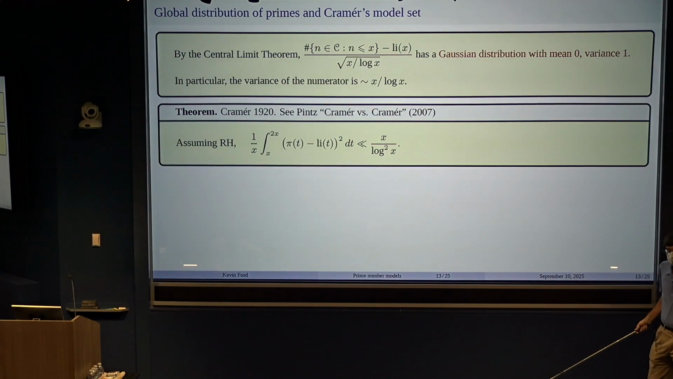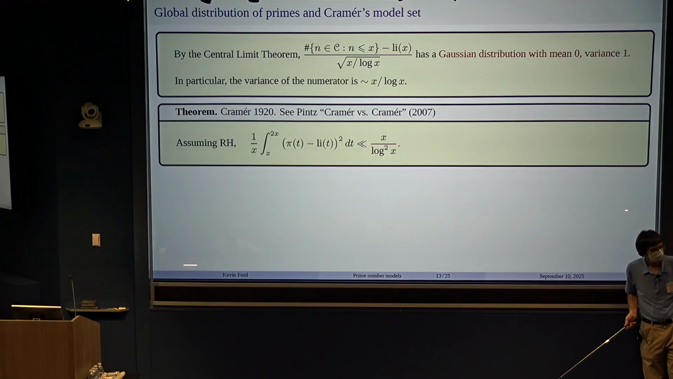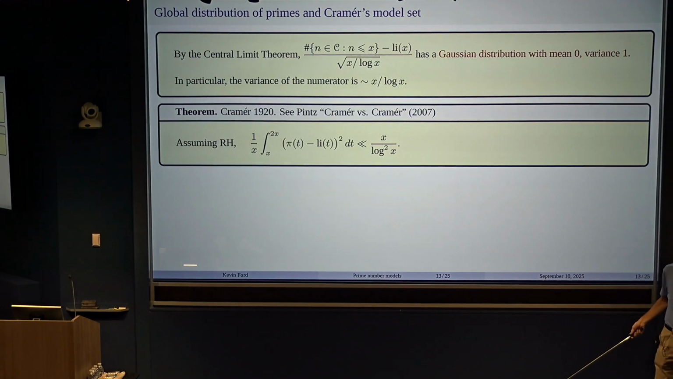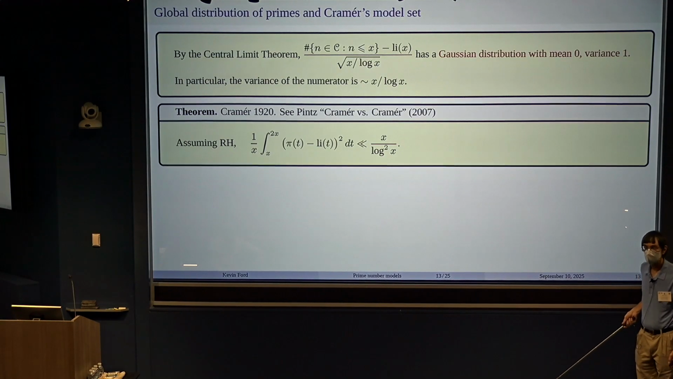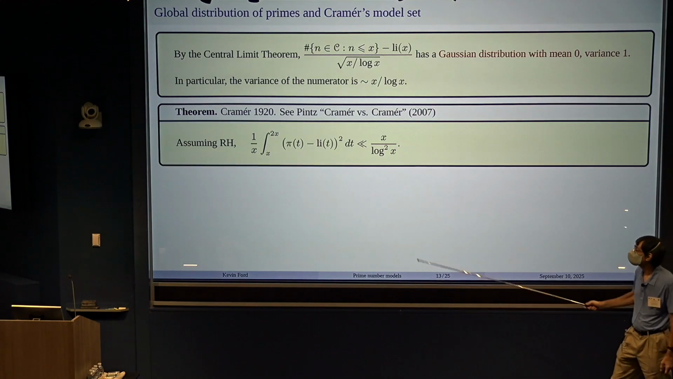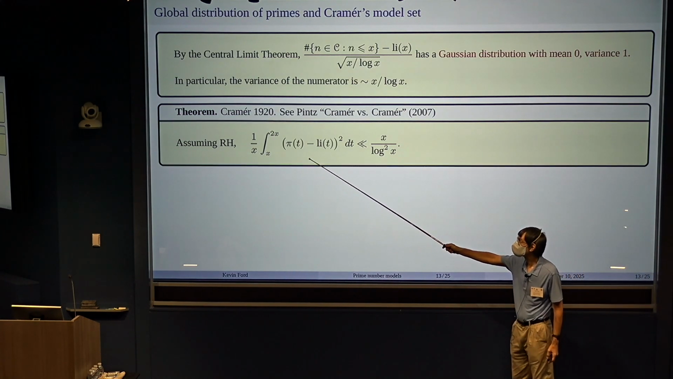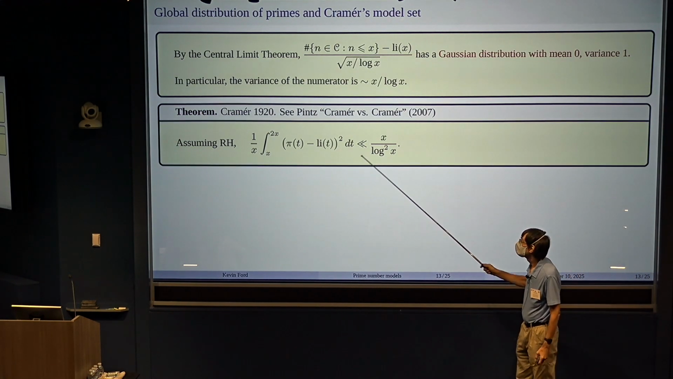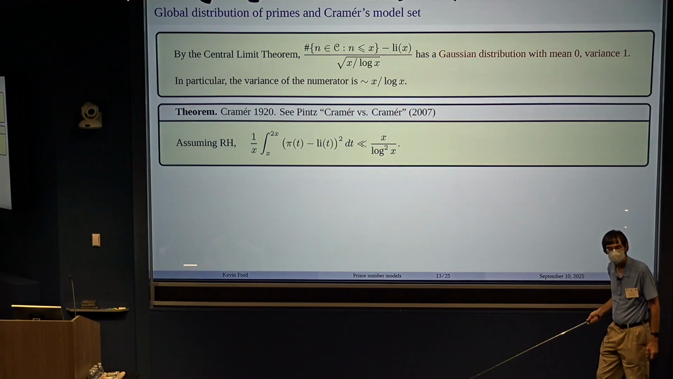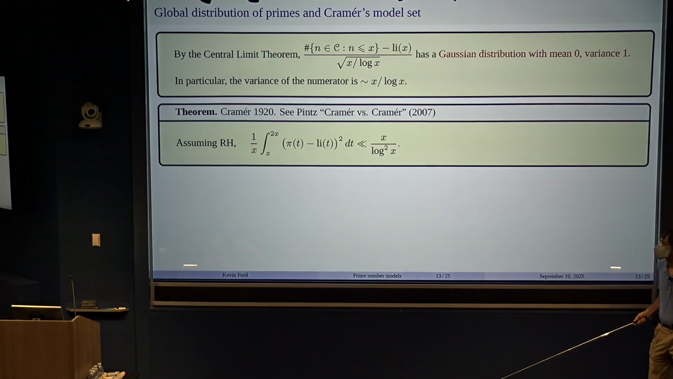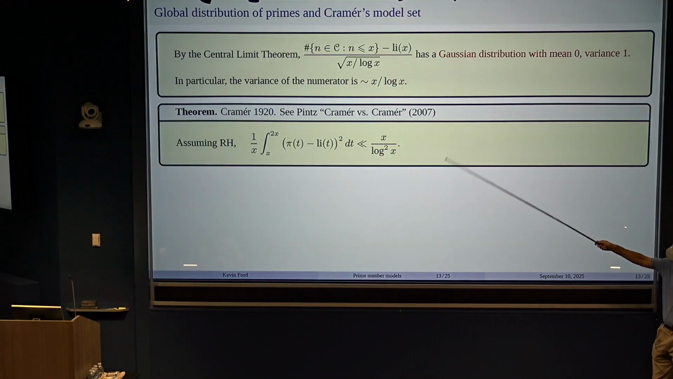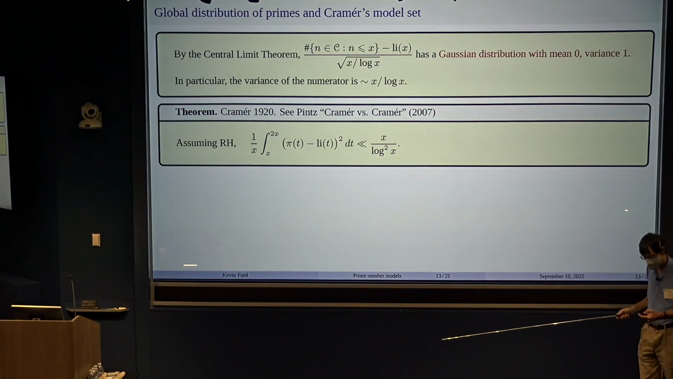Now, interestingly enough, Cramer himself, in an earlier paper, showed that if the Riemann hypothesis is true, the variance for actual prime counts is smaller. It's x over log squared of x. Again, now I have to average over, let's say, a dyadic interval. So what's going on? Why is there a discrepancy here?